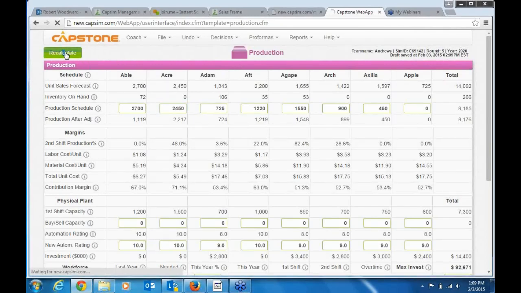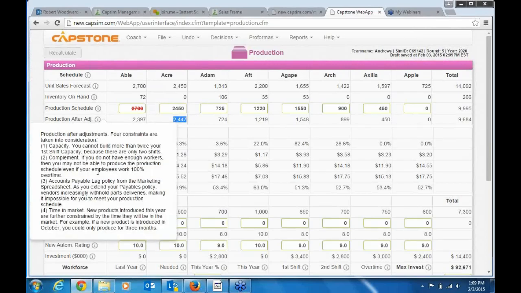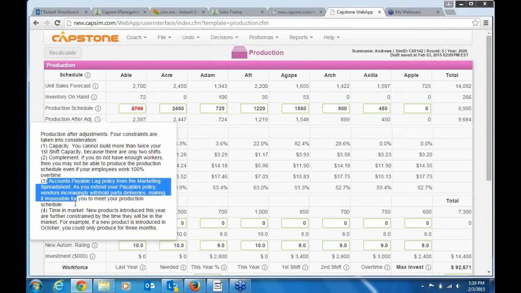2450, I'm trying to match my forecast, and when I do that, I see that I'm not quite getting 2450. Okay, so this would be a good time to click my information bubble for production after adjustment, and you're going to see various reasons why you're not going to get quite the output you were hoping for. Okay, first, the capacity. That's a scenario that happened with Able. This case is simply relating to payable policy.